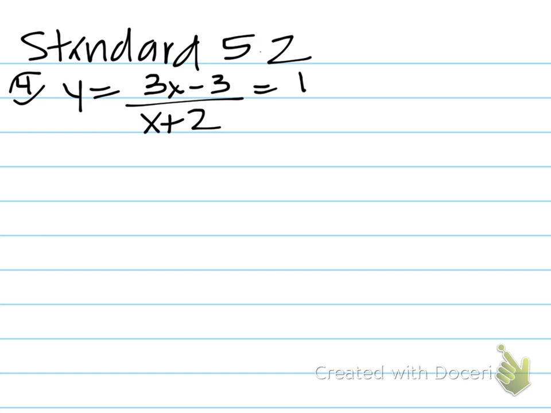So I am using BETSY: bottom equals top, I use my coefficients. So my coefficient on top is 3. My coefficient on bottom is just 1. So I have y equals 1 as my horizontal asymptote.